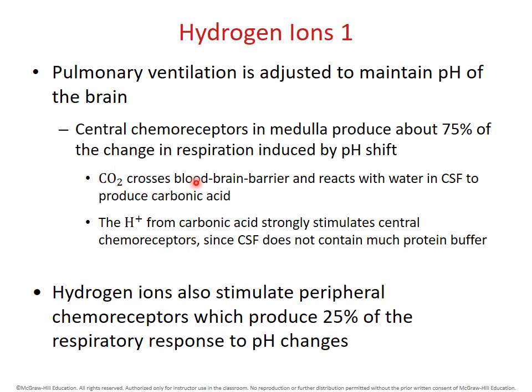All right, so carbon dioxide that's in the blood will diffuse out of the capillaries into the cerebrospinal fluid, again, where it, as usual, produces carbonic acid. And so, again, all we have to do is monitor the pH of the cerebrospinal fluid with these central chemoreceptors in the medulla that are bathed in the cerebrospinal fluid. And again, 25% of the response comes from monitoring pH in the peripheral chemoreceptors in the aortic arch and carotid arteries.